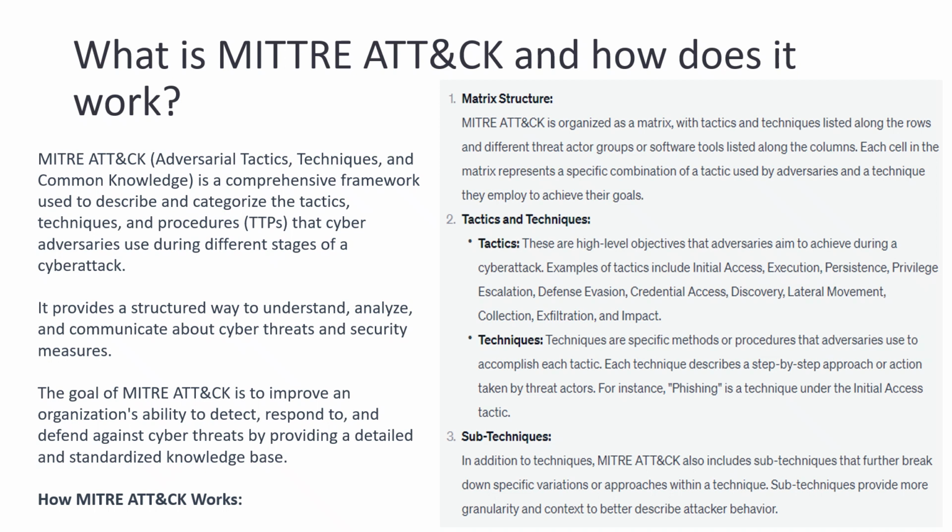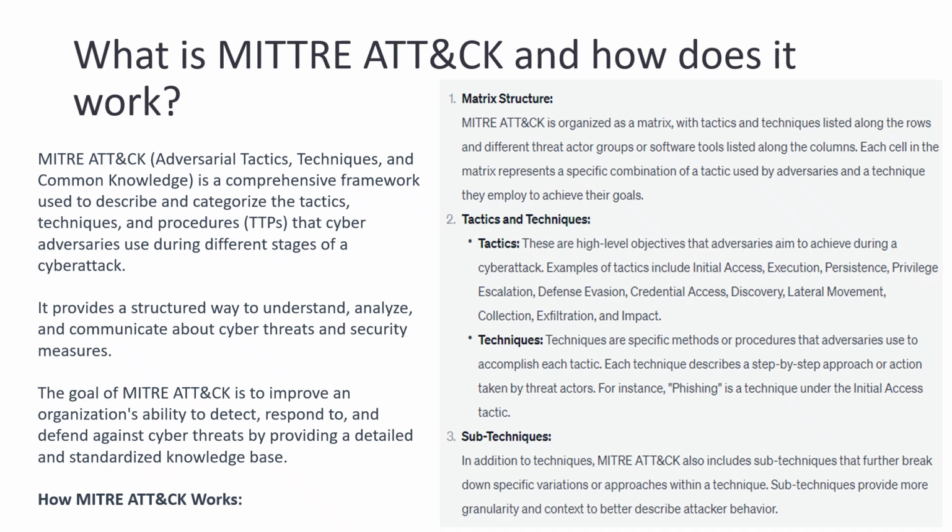How does it work? One, the matrix structure. MITRE is organized as a matrix with tactics and techniques listed along the rows and different threat actor groups or software tools listed along the columns.